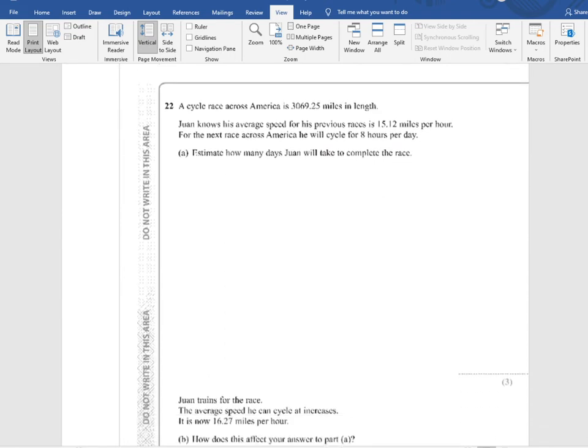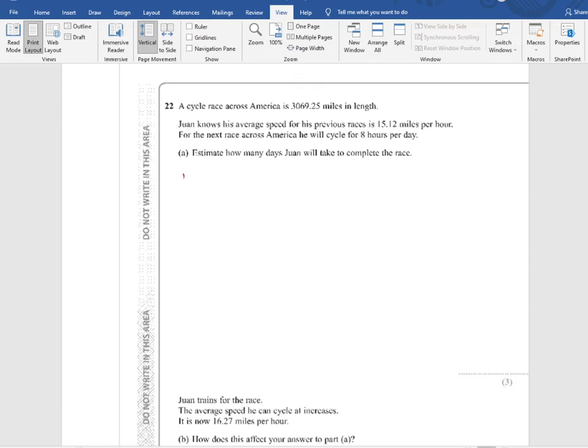Cycle race across America is 3,069.25 miles. Juan knows his average speed for his previous races is 15.12 miles an hour. For the next race, he will cycle for 8 hours a day. Estimate how many days it would take to complete the race. I'm glad we get to estimate because it's a non-calculator paper.